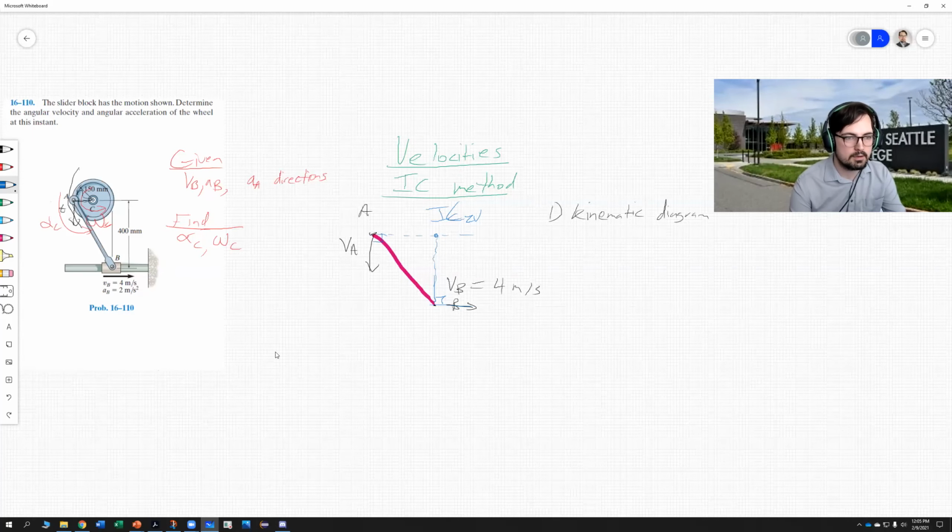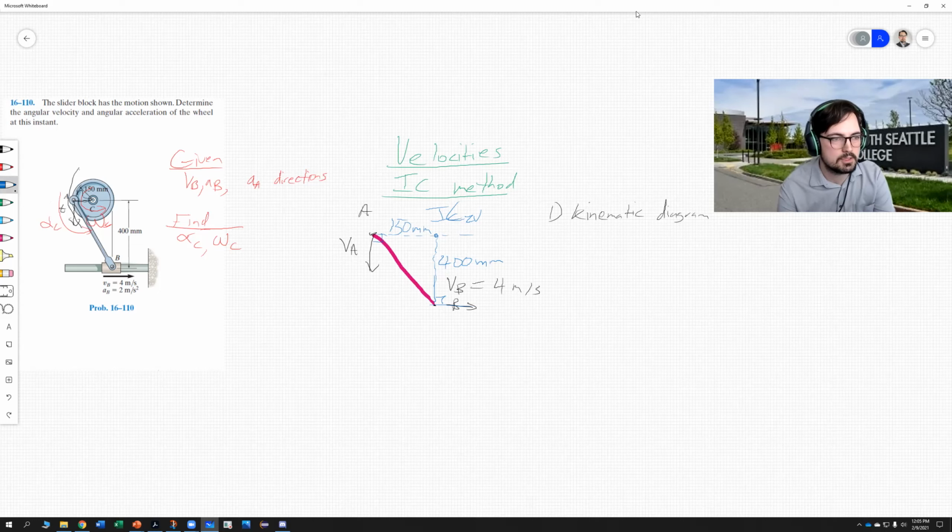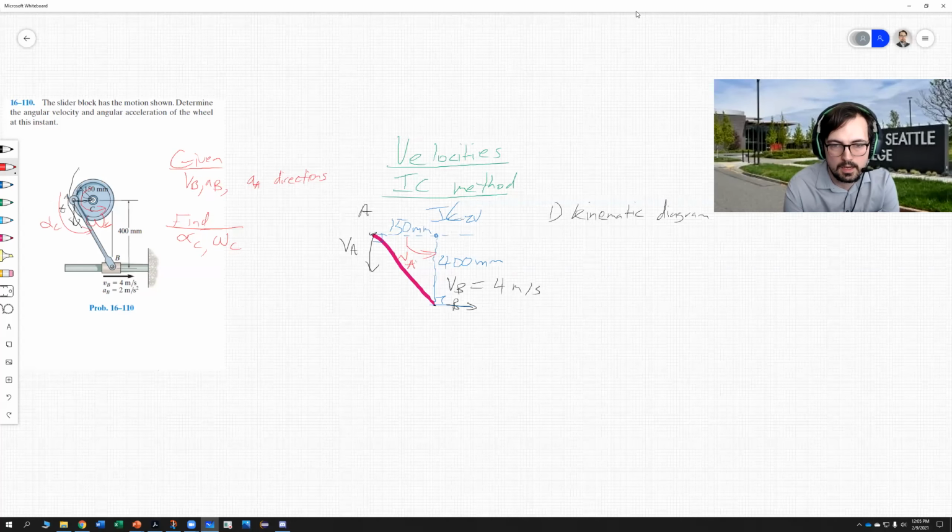And I can draw in now my dimensions that I have. So I know that this is going to be 400 millimeters, excuse me, and this is 100 millimeters here. Based on this, I can also determine the direction of this rotation, which is nice. I know that rotation. I'll need that a little bit later. This is my rotation omega AB, is going to be going that way, but I don't know the magnitude of that yet, but I can find that in just a second.